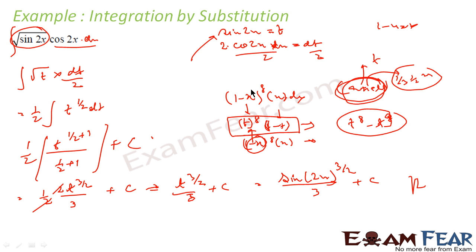Correct? So here also we tried the same approach. This guy was to the power 1 by 2. We tried to take this as t and this worked for us.